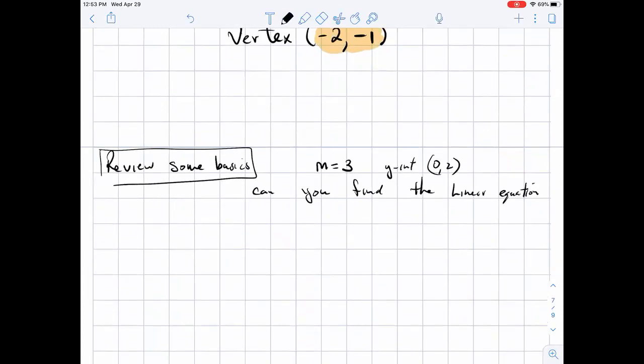So y equals mx plus b. M is the 3. So 3x, and b would be plus 2. Yes. So if you're given some information, that's your m, and the b is always the y value, the y-intercept, when x is 0, right? Only when x is 0.